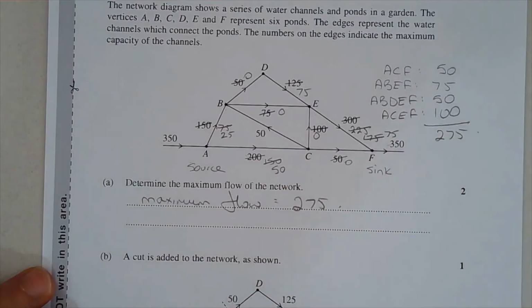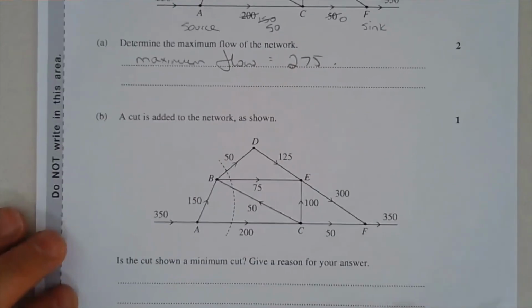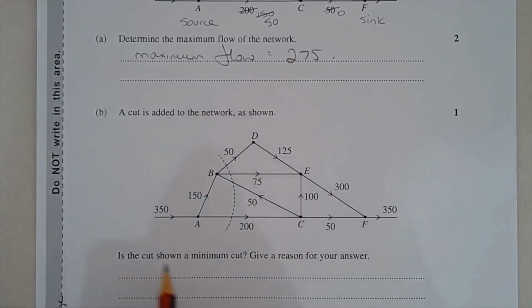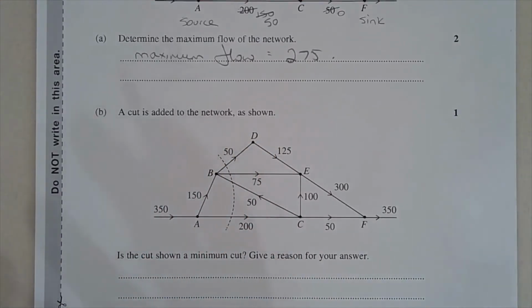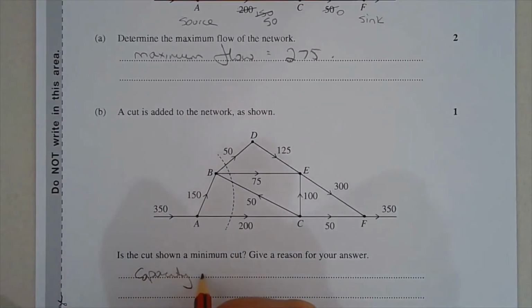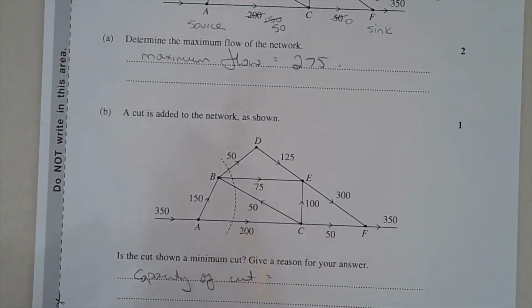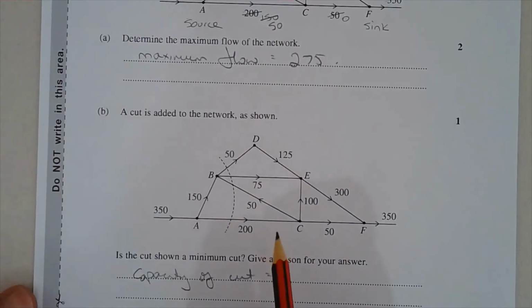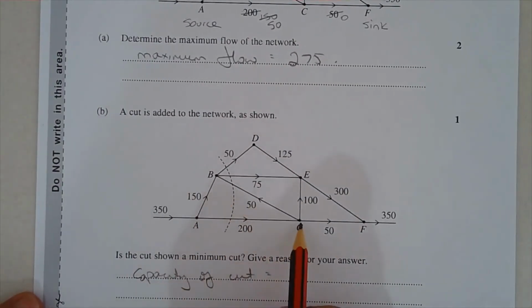Okay. Right, now that takes us to part B. So a cut is added to the network as shown. Is the cut shown a minimum cut, and give a reason for your answer? Well, let's work out the capacity of the cut. Remember, we've also got to cut the edges that are running in the same direction, and that's dependent on which vertex we're talking about.